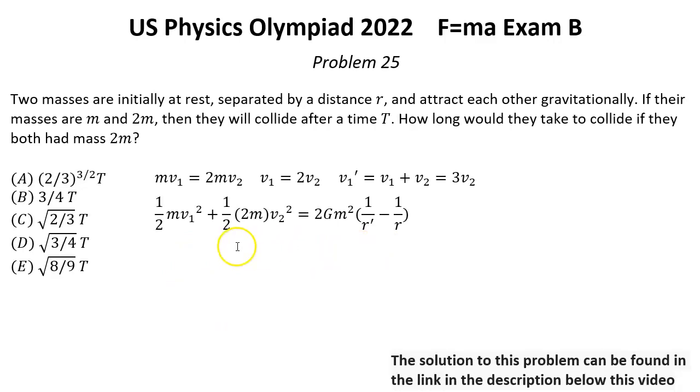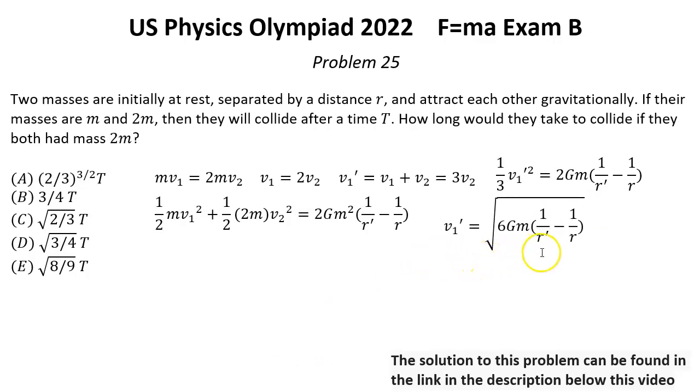Now we can use expressions for v1 and v1 prime and find that 1/3 v1 prime squared equals the change of energy. Here we have r prime, that's the current distance between the masses, and finally we have v1 prime equal to this square root.